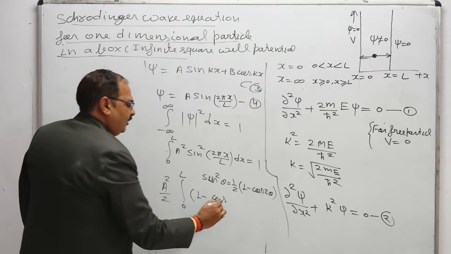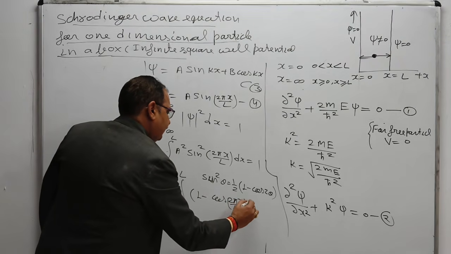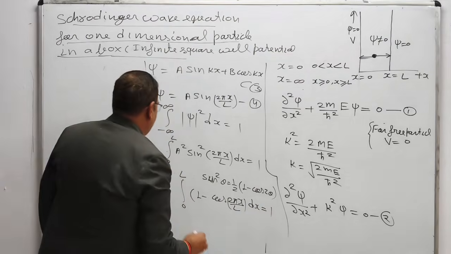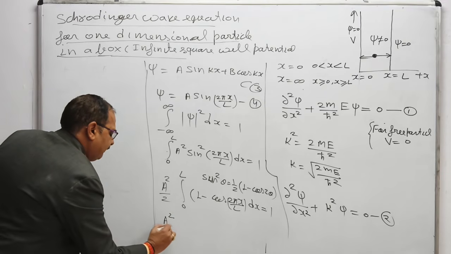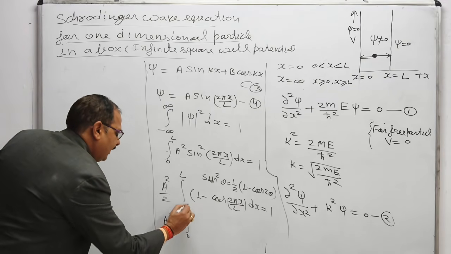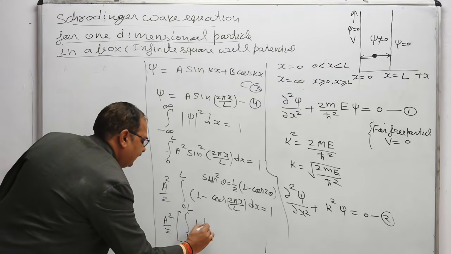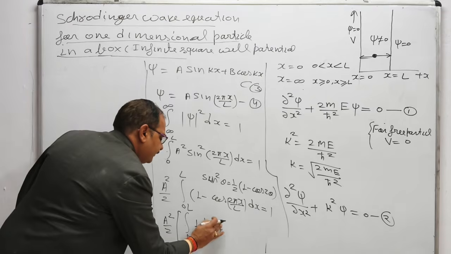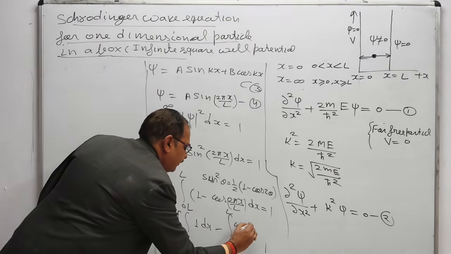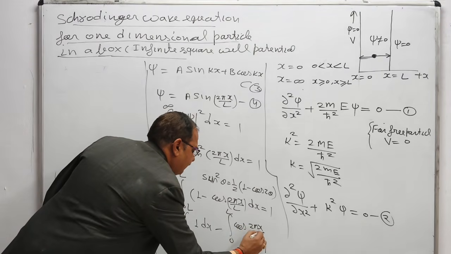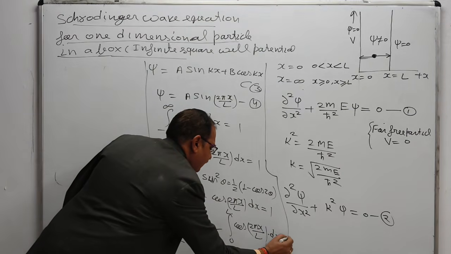Then A square, integral 0 to L, 1 upon 2 outside, then 1 minus cos 2 pi x upon L dx is equal to 1. A square upon 2, integral 0 to L of 1 dx, minus integral 0 to L of cos 2 pi x upon L dx, is equal to 1.